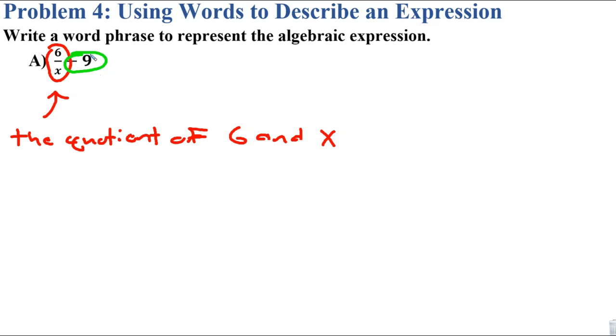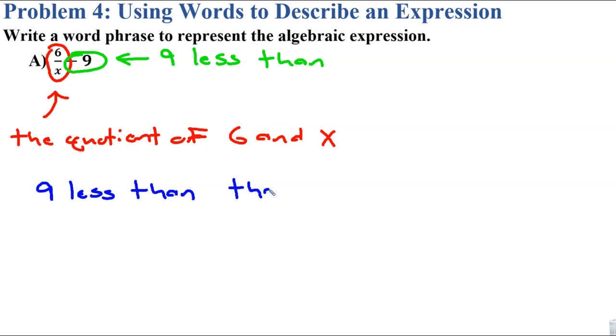And then this minus 9 part, we can write that as 9 less than. Or we could say subtracted by 9 if we want to switch the order up. But probably the simplest way to put these together, and kind of the best sounding way, would just be 9 less than the quotient of 6 and x.